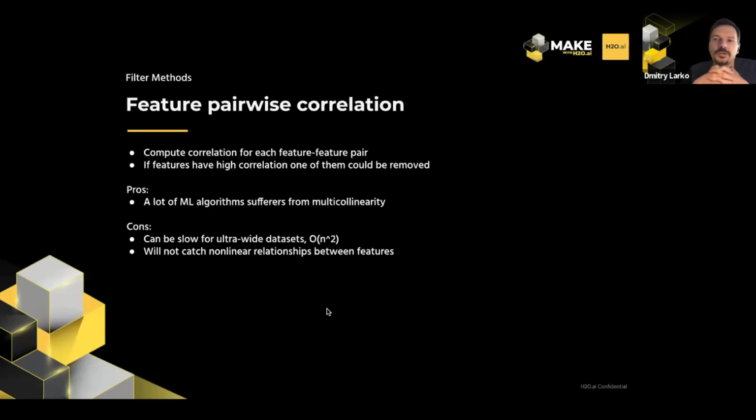Feature pairwise correlation. What you do basically is measure how two features are correlated to each other in your data set. Why is this important? This is important because a lot of machine learning algorithms are very sensitive to multicollinearity in your data set. That means if you have features which are highly correlated to each other in the data set, that might hurt your model. In some cases, quite significantly.